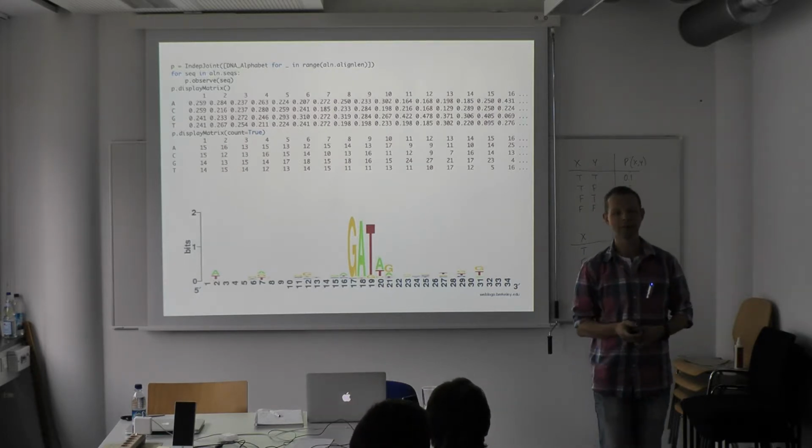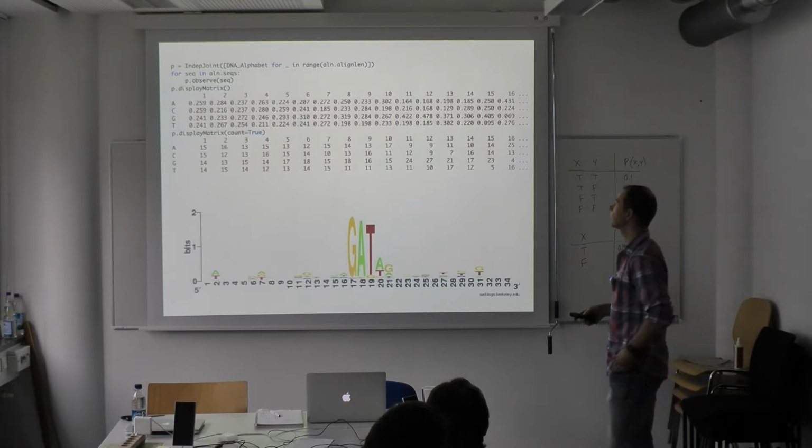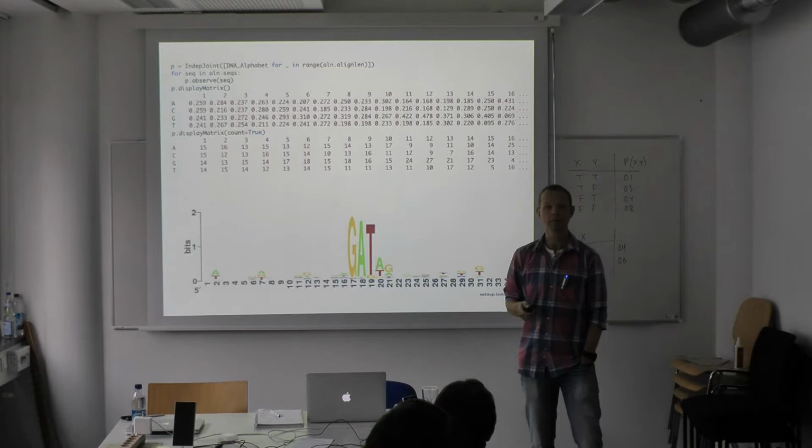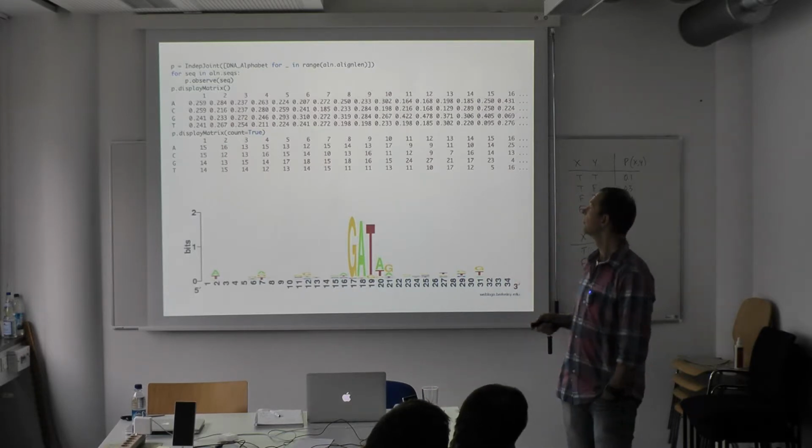Yeah, Max? It looks like you have only corrected for the occurrence of A and C, which is why the relative frequency is a little higher than for G and T, right?